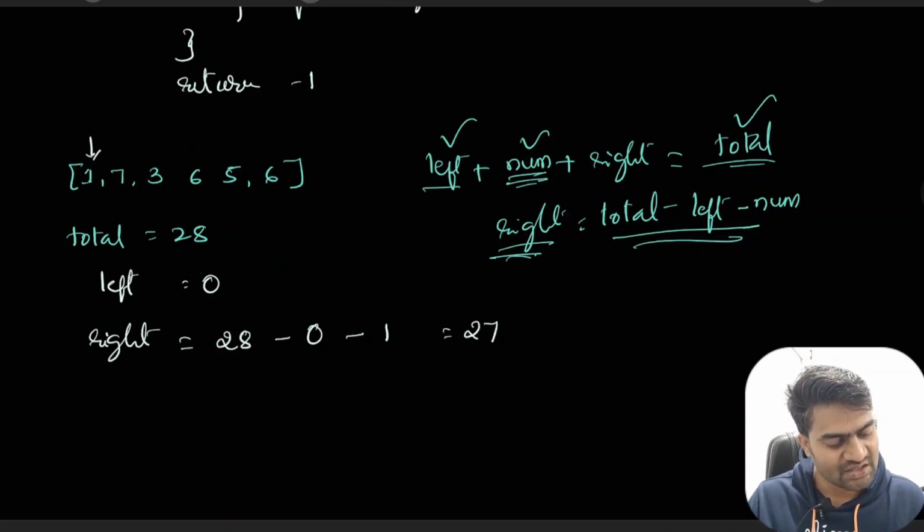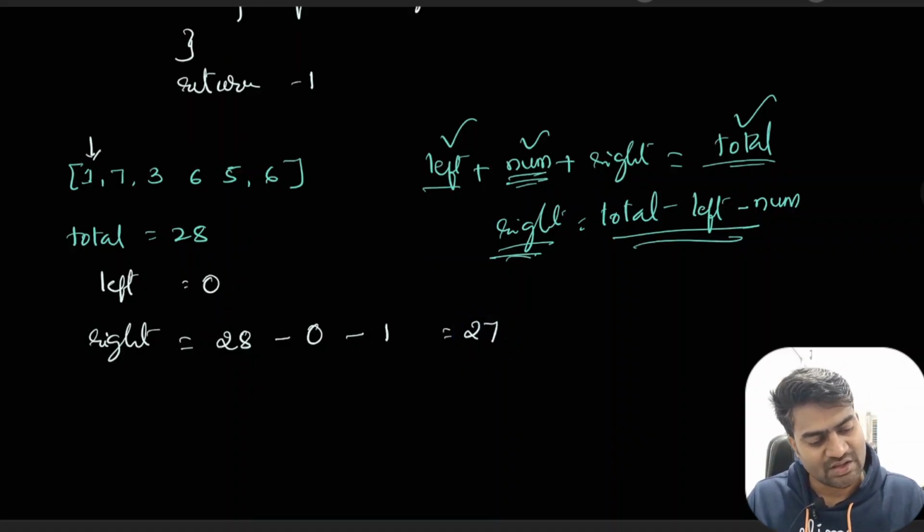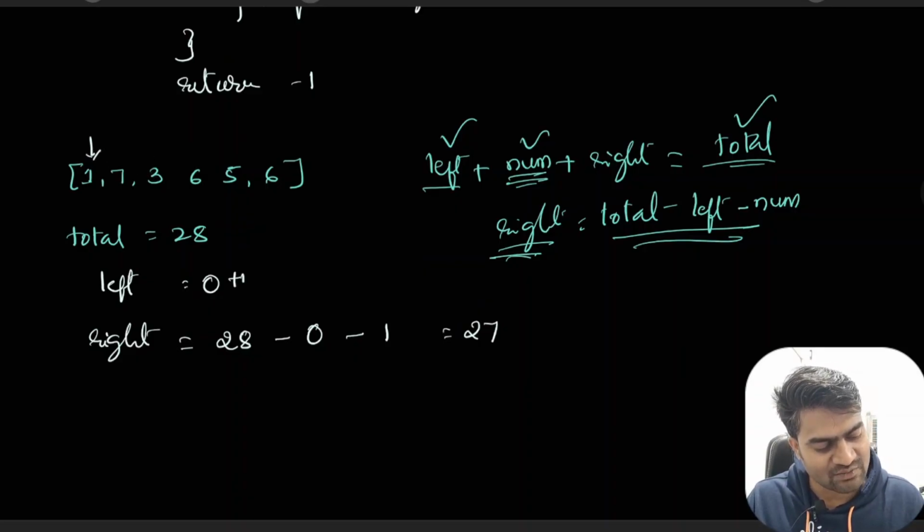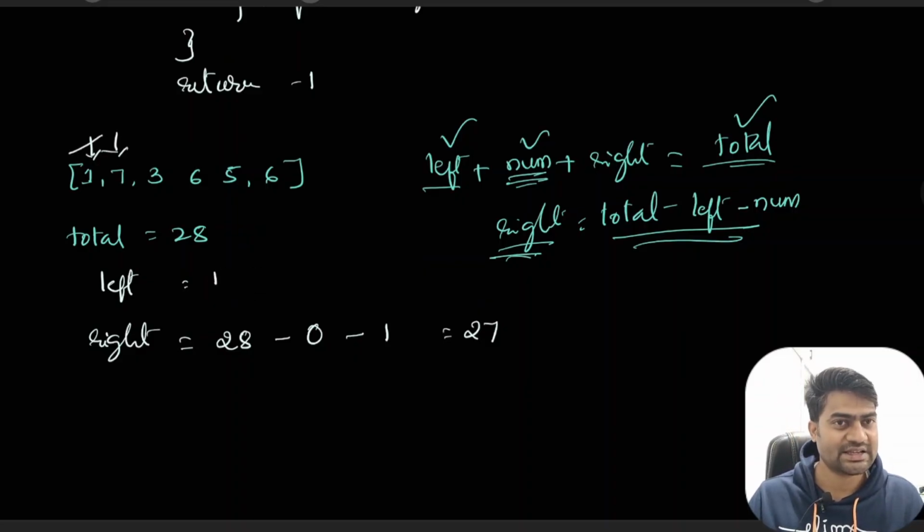So now if you see, our left is 0, our right is 27. They are not equal, right? So now what I will do, I will simply update my left value because I need to move to the next number. So I will simply add 1 to it. So it becomes 1. Then I will move to next number.